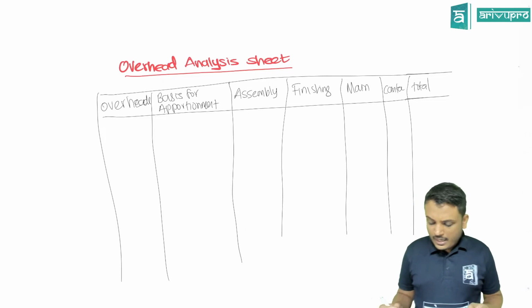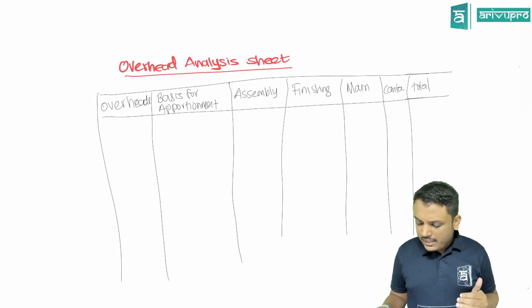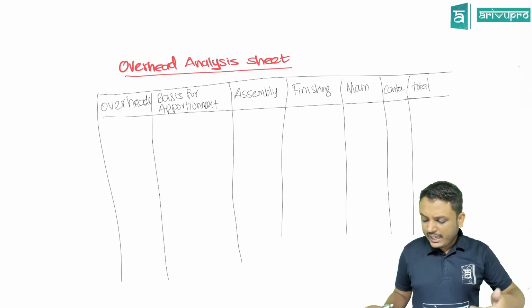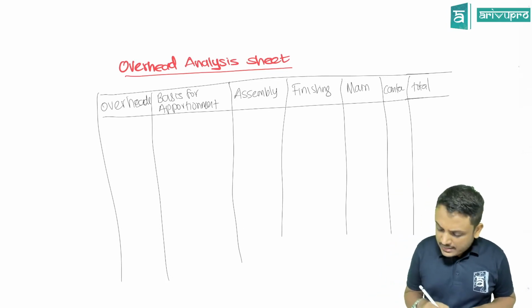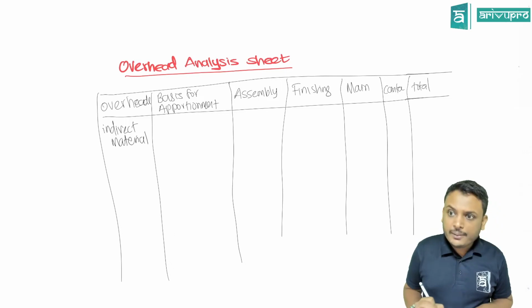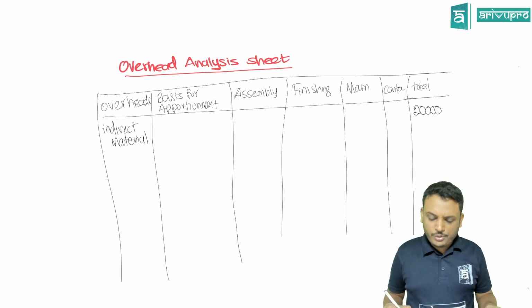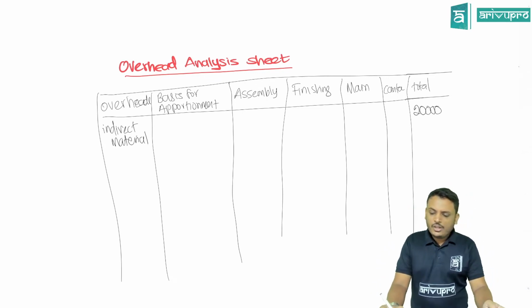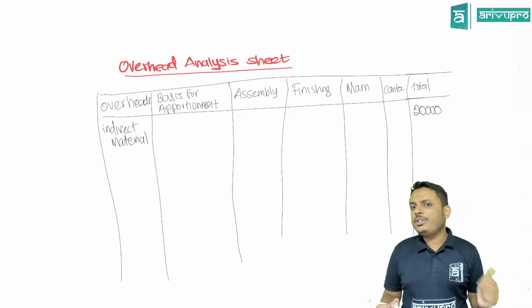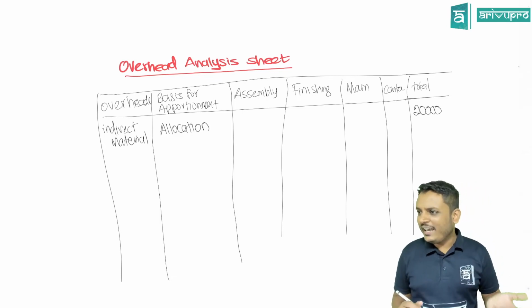Now let's see the overhead analysis sheet. How are we going to do that? Always, as the initial point, we take the allocated part. So let's take indirect material first. How much indirect material? 20,000 total. See the way that I am doing it. Don't write yet, I'll give time to copy. Indirect material, 20,000. Allocation, no apportionment. So the basis is allocation. We don't need to find a basis because it is allocation and it's given.